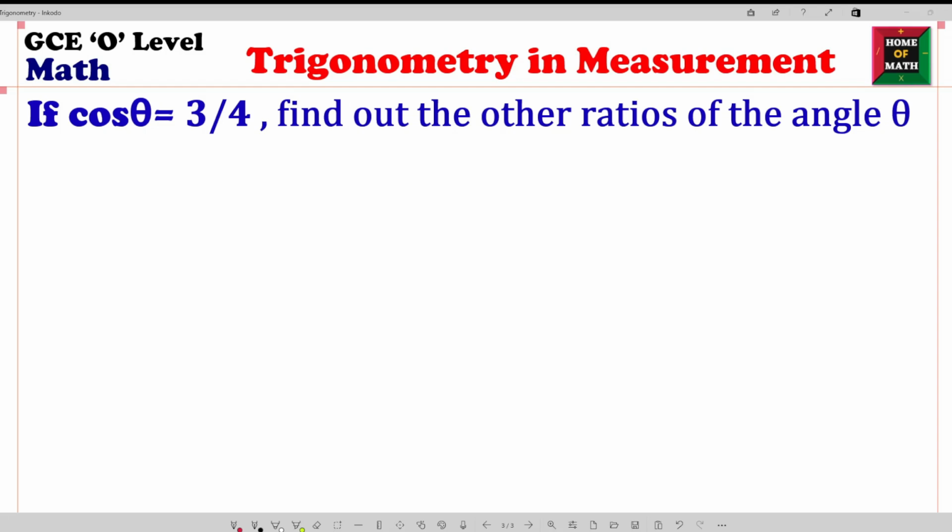Today's topic: trigonometry in measurement. Question: if cos theta equals 3 by 4, find out the other ratios of the angle theta. Let's start.